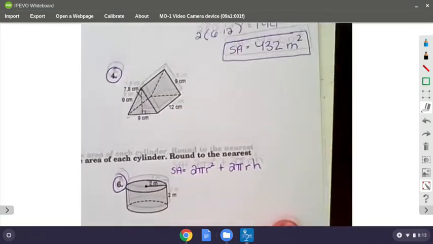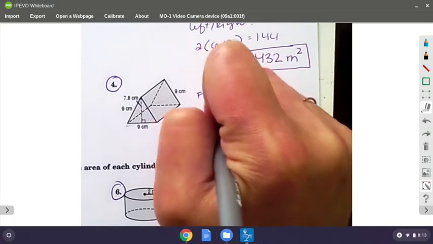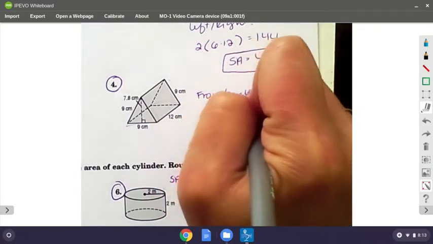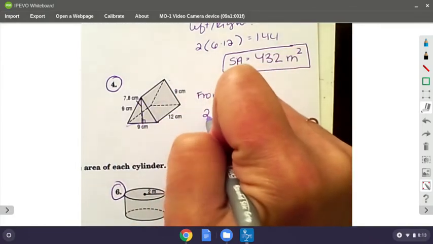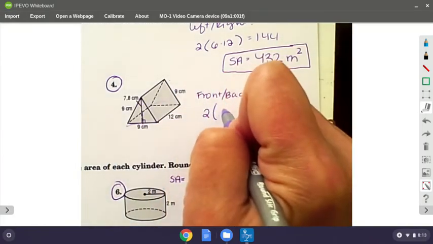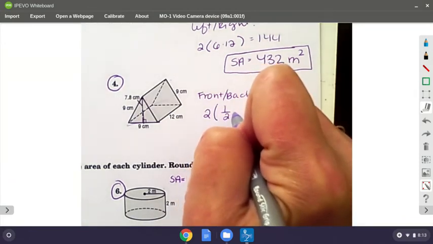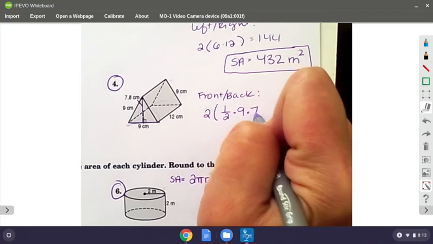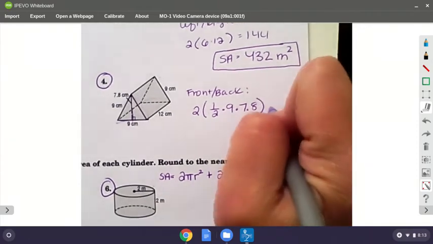So for this, again, I like to just do front, back, sides, and add them together. Front and back are triangles here. We know the base and we know the height, and there's 2 of them. So it's going to be 2. And remember, the area of a triangle is 1/2 times base times height. So it's going to be 1/2 times 9 times 7.8, and that's going to be the front and the back. 1/2 times 9 times 7.8 is 35.1. And then there's 2 of them, so it's going to be 70.2.